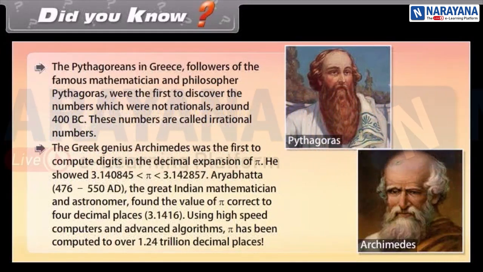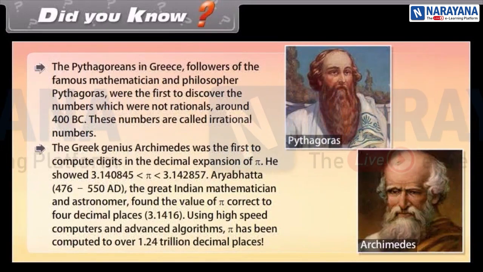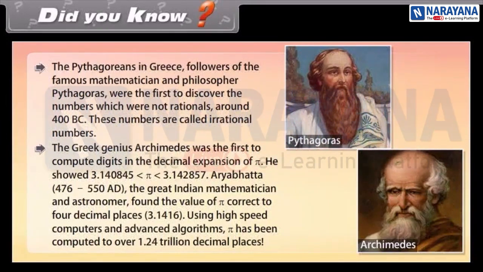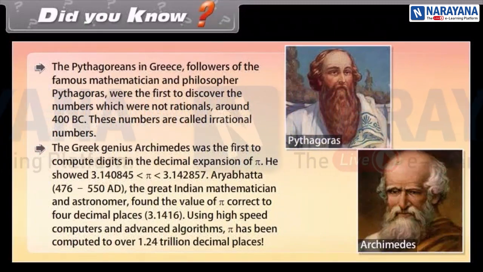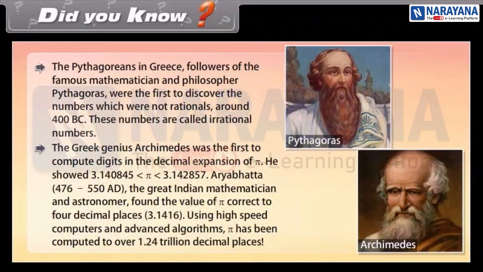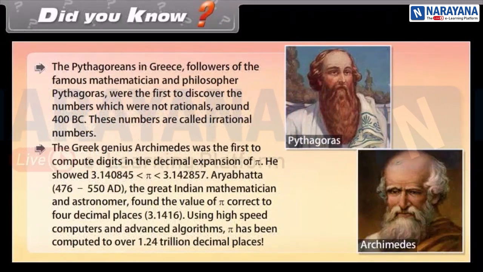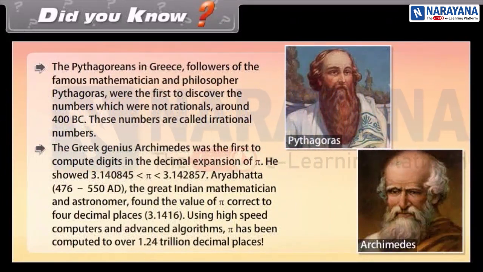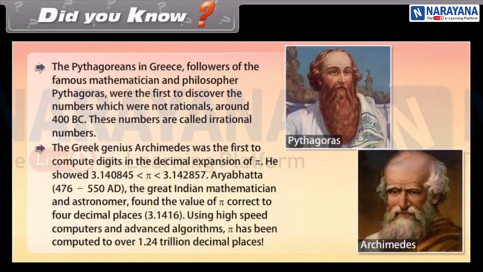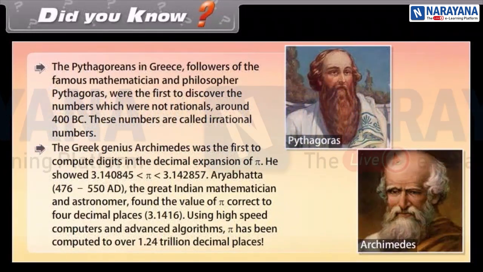3.142857. Aryabhata, 476 to 550 AD, the great Indian mathematician and astronomer, found the value of pi correct to 4 decimal places, 3.1416. Using high-speed computers and advanced algorithms, pi has been computed to over 1.24 trillion decimal places.